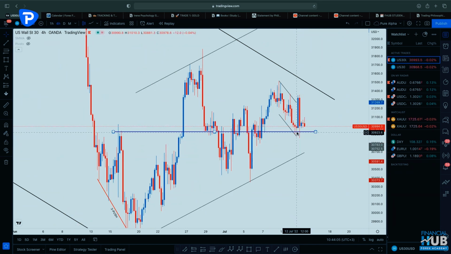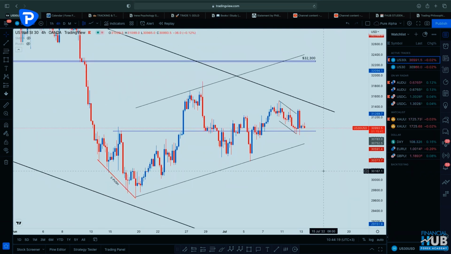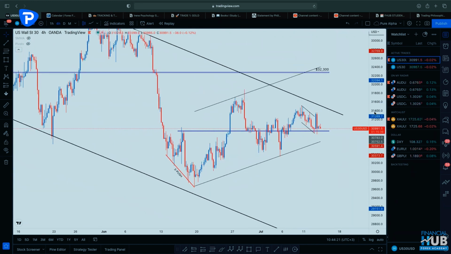Unless we strongly break it and remain below it is when we can change bias, but for now I'm still looking for it to rally a bit higher, not so high. I'm just looking for the 31,550 level to the upside to be hit before any other bias comes into the market. So that's what I'm mainly watching on this one. And yeah, that's basically it.